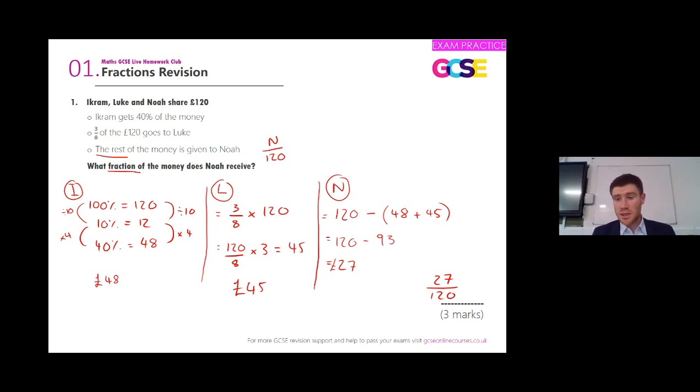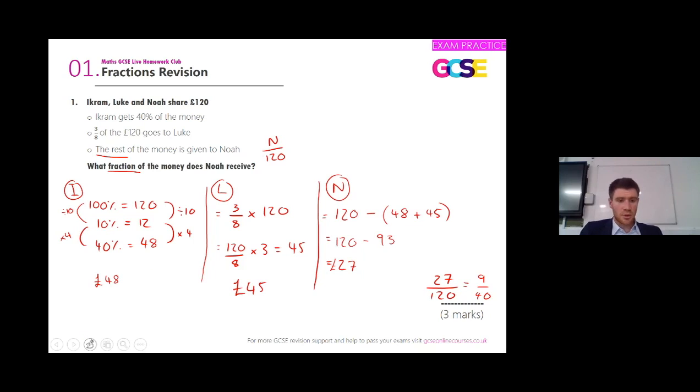Now, they've not asked me to simplify it, so I actually don't have to. You only have to simplify when you're told to. If I needed to simplify, we could divide everything by 3, and we would get 9 out of 40, which is also fine. You do not need units either, because it's a fraction. Pounds aren't necessary. So either of those answers are great.